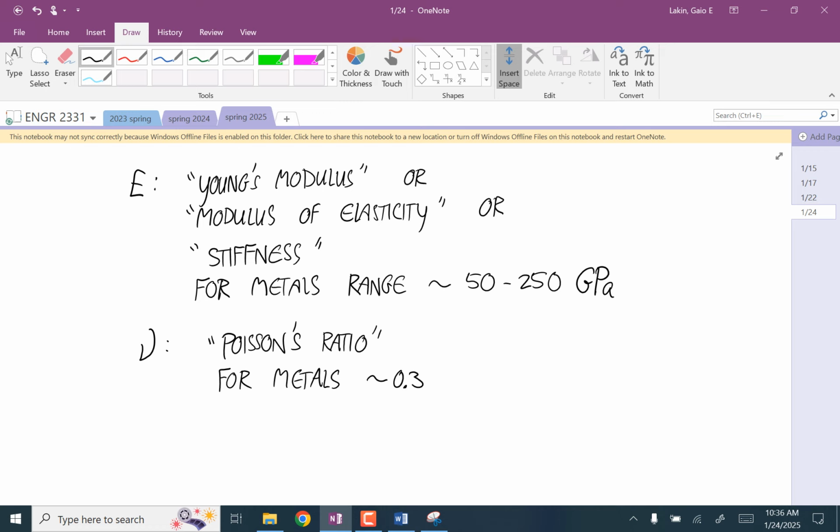Poisson's ratio tells you, so when you stretch something and it's a solid, you have a solid block of something and you stretch it, the sides are going to tend to contract in, okay? You can think of that effect as kind of preserving the volume, although it usually doesn't totally preserve the volume. So if you stretch out, the sides go in. If you compress down, the sides go out.